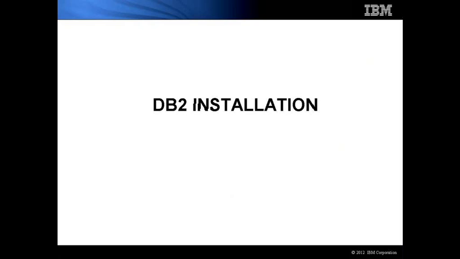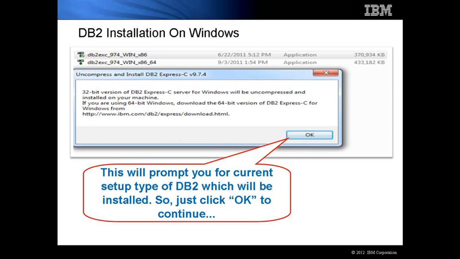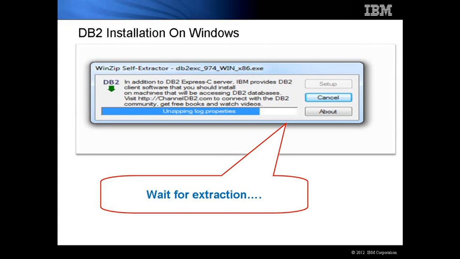Now, a prompt box appears. It will ask that you are going to install an uncompressed 32-bit version of DB2. So now I select OK because I am going to perform the steps with the 32-bit option. Now, wait for some time until the file is extracted. It will take approximately 1 or 2 minutes to complete the extraction of the executable files.